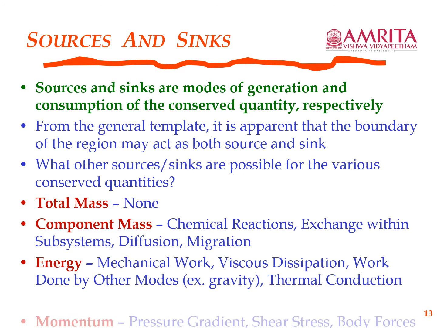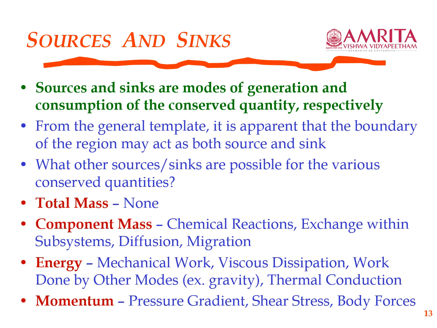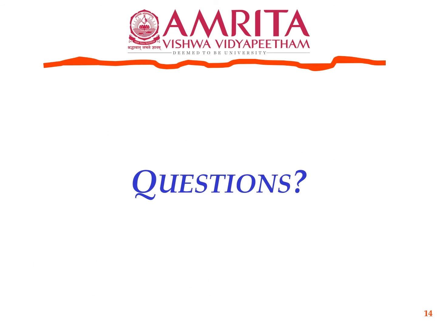All right. Momentum: a pressure gradient causes bulk flow. There is shear stress that causes specific momentum transport between layers of fluids, and then there are body forces such as gravity. So all these are possible sources and sinks, and based on these sources and sinks, there could be a generation or consumption of various quantities.